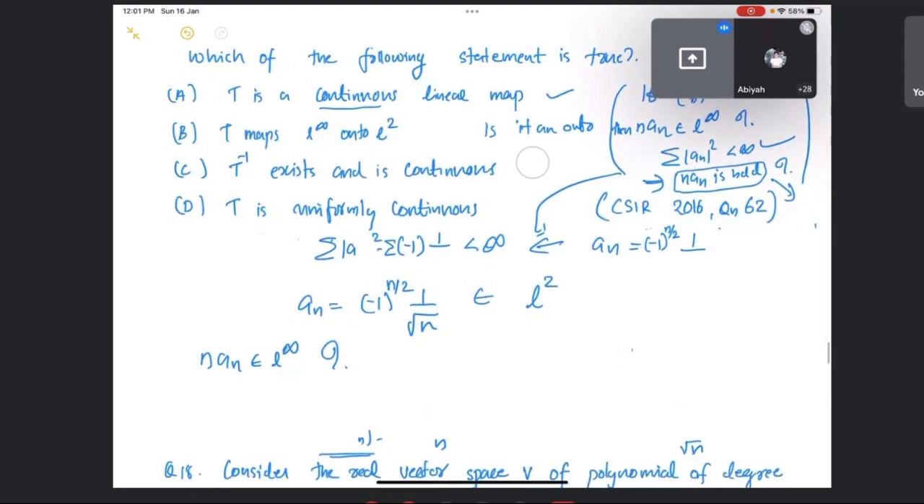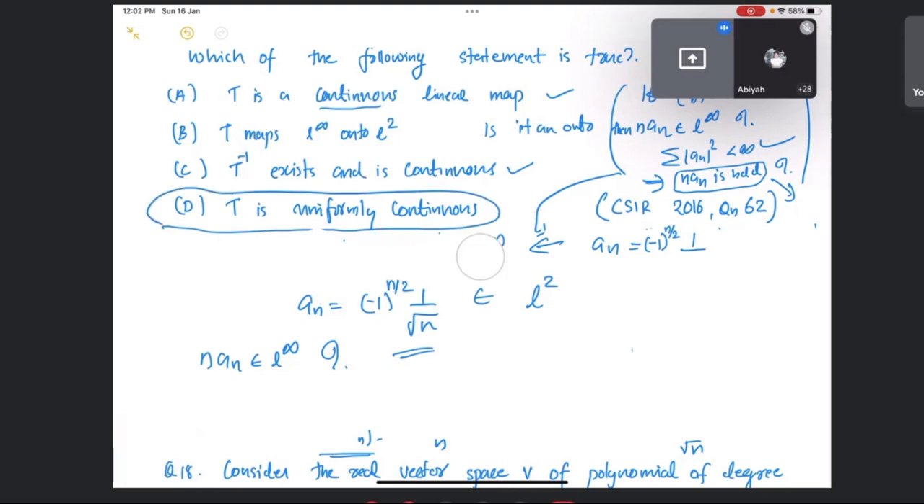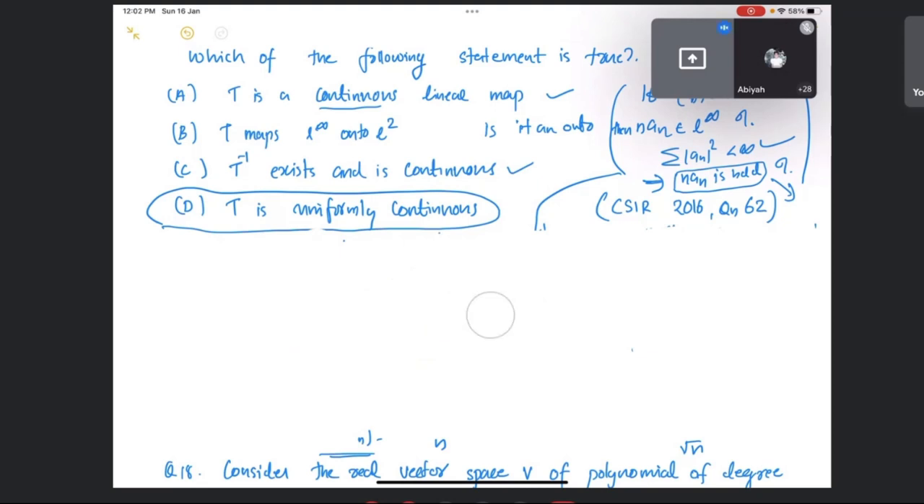So what about T inverse? Does T inverse exist and is it continuous? So you can say that T inverse actually doesn't exist, right? Because you have already seen that for a_n equal to this, the inverse image will not be there in L infinity. So T inverse does not exist. And what about option D, T is uniformly continuous? I mean, those who did a course in functional analysis can easily answer this question. Will T be uniformly continuous?